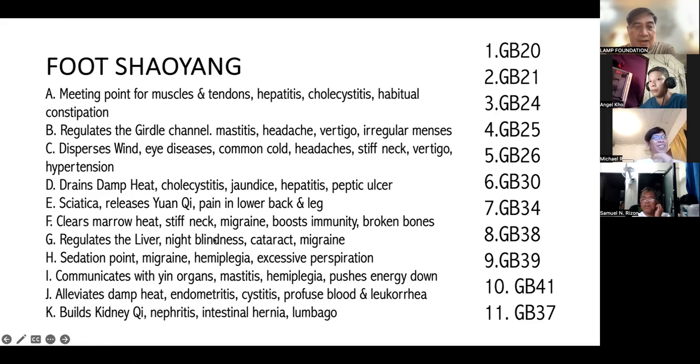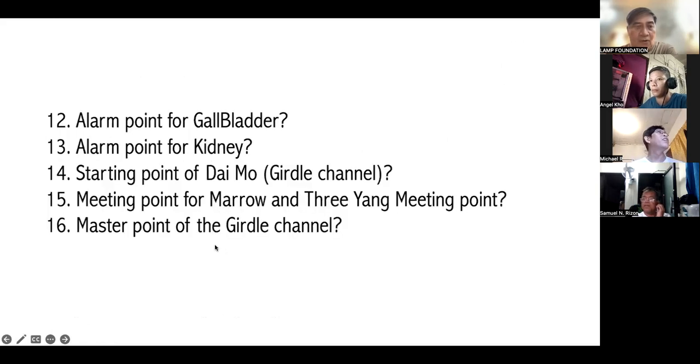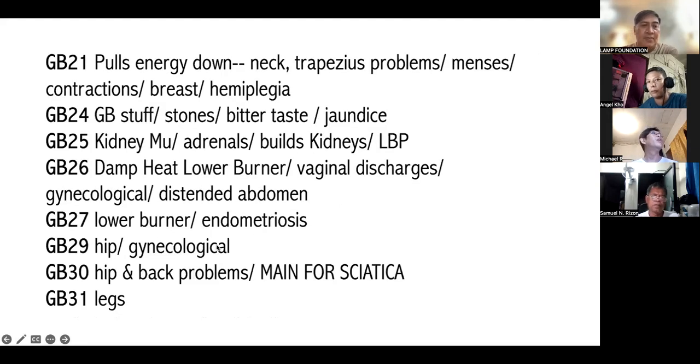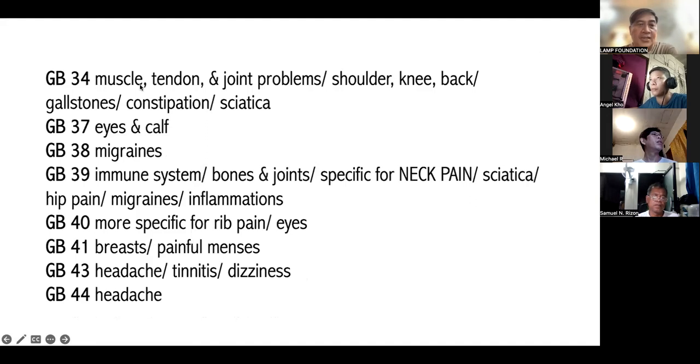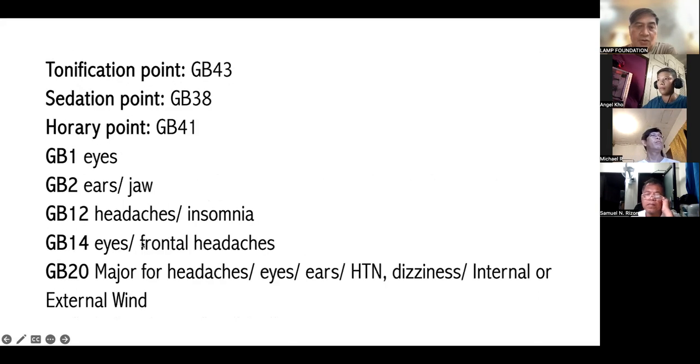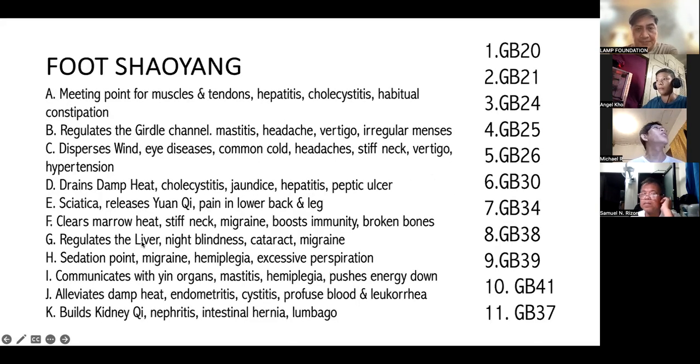Okay, number 7 is GB34. This is a very familiar point. It is frequently mentioned. Muscle, tendon, and joint problems. In fact, it is called the influential point for the tendons. Shoulder, back, gallstones, constipation, sciatica. So what's your answer here? Letter A po, Doc, the meeting point of muscle. Yes, meeting point for the muscles and tendons, hepatitis, cholecystitis, habitual constipation.